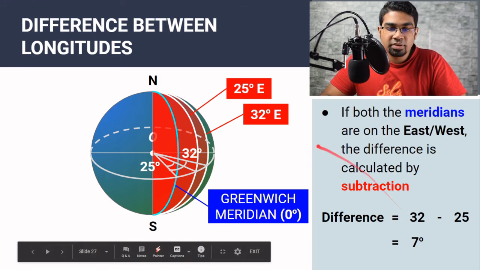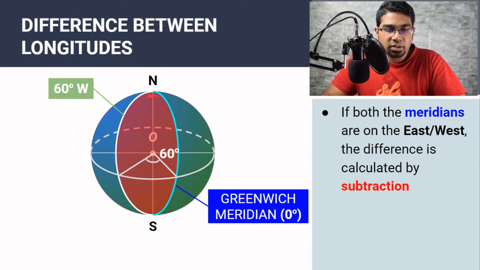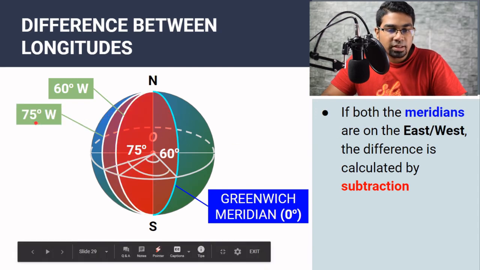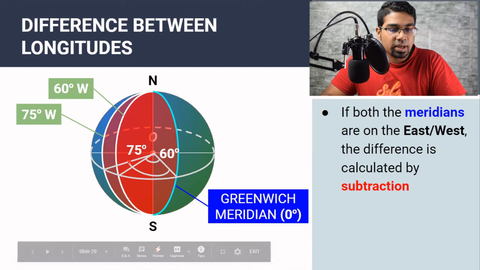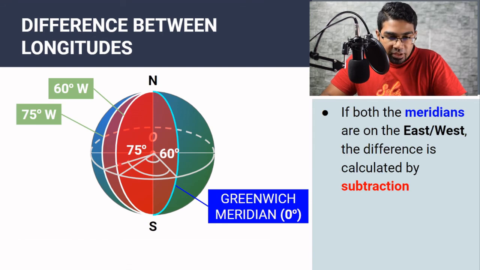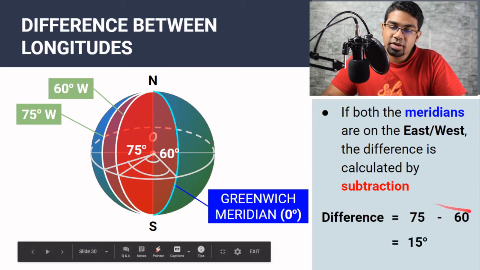This is the difference. Same thing if both are on the western hemisphere. For example, this is 60 degrees west and this is 75 degrees west. So the difference we are looking for is actually this angle here. And we find the difference by subtraction again. So the difference will be 75 minus 60, which is 15 degrees.